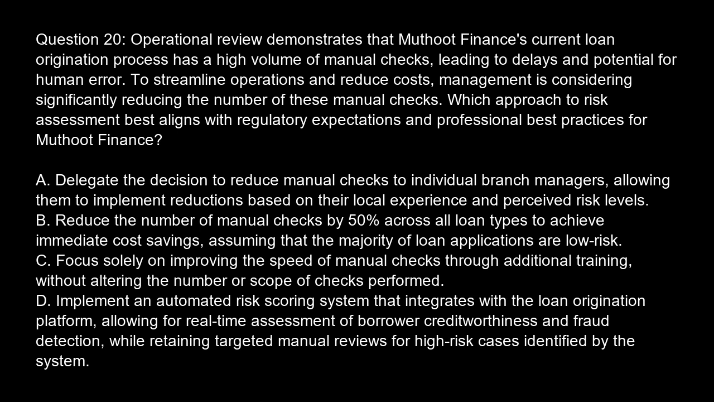Option A. Delegate the decision to reduce manual checks to individual branch managers, allowing them to implement reductions based on their local experience and perceived risk levels. Option B. Reduce the number of manual checks by 50% across all loan types to achieve immediate cost savings, assuming that the majority of loan applications are low risk. Option C. Focus solely on improving the speed of manual checks through additional training, without altering the number or scope of checks performed. Option D.